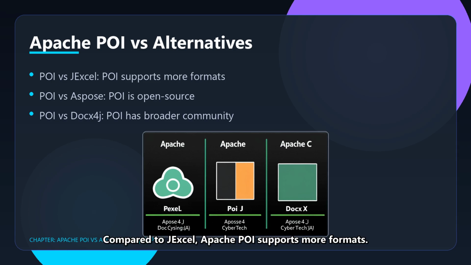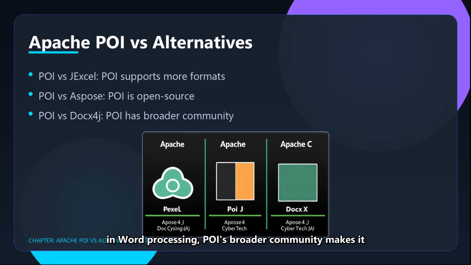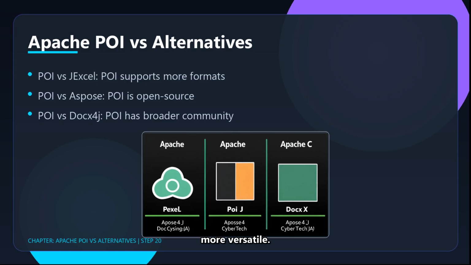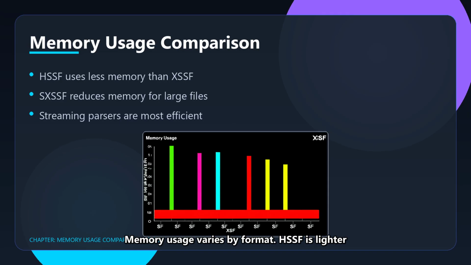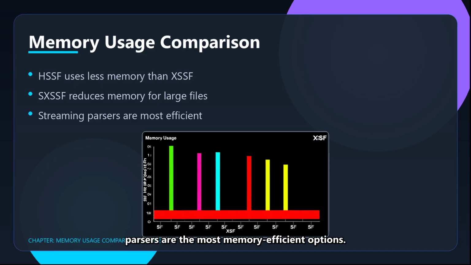Compared to JXL, Apache POI supports more formats. Unlike Aspose, it's open source. And while docx4j excels in word processing, POI's broader community makes it more versatile. Memory usage varies by format. HSSF is lighter than XSSF. For large files, SXSSF and streaming parsers are the most memory-efficient options.